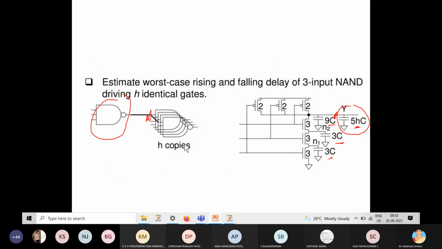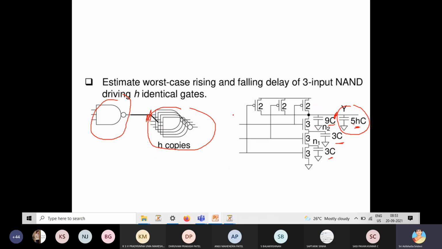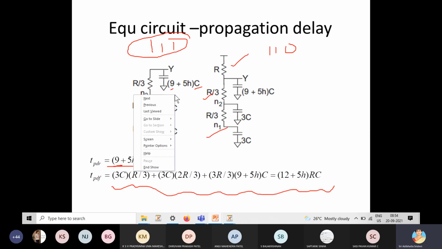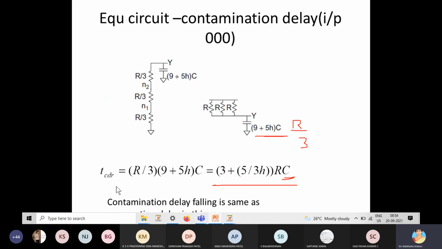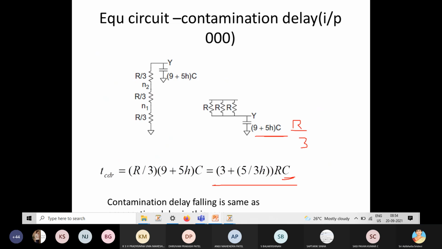Now, for the given 3 input NAND gate, if you connect similar NAND gates of H copies, the load will be multiplied by 5C into H, because each 3 input NAND gate has an input capacitance of 5C. So it is 5C into H. In our delay, everywhere in the load, in the place of 9C, we can add 9 plus 5H into C. Accordingly, we calculate propagation delay rising, propagation delay falling, and also contamination delay rising. Any doubts?